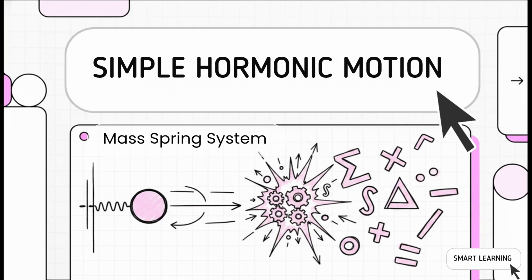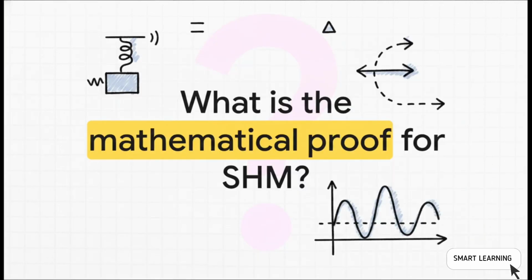So we aren't just skimming the concepts here, right? We're actually diving into the exact mathematical collision that proves the physics. Let's start the clock. What is the mathematical finish line to prove a system is executing simple harmonic motion?